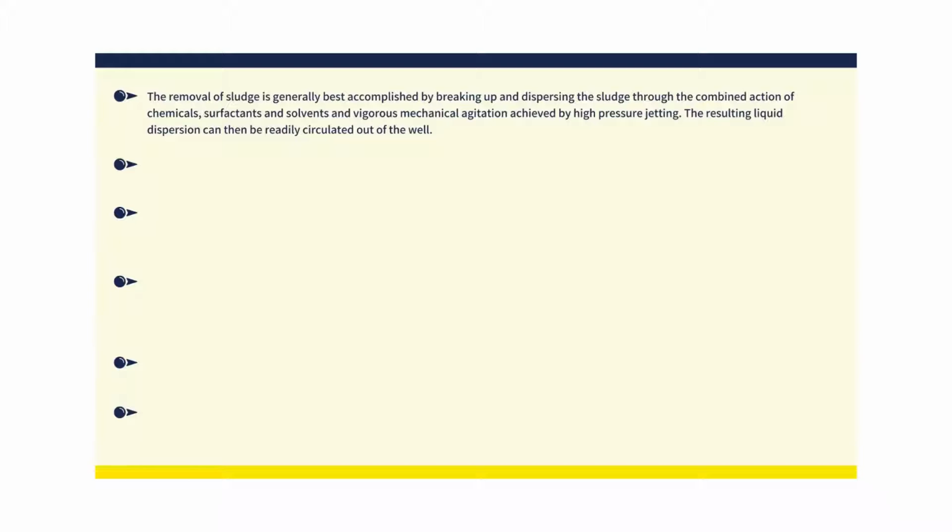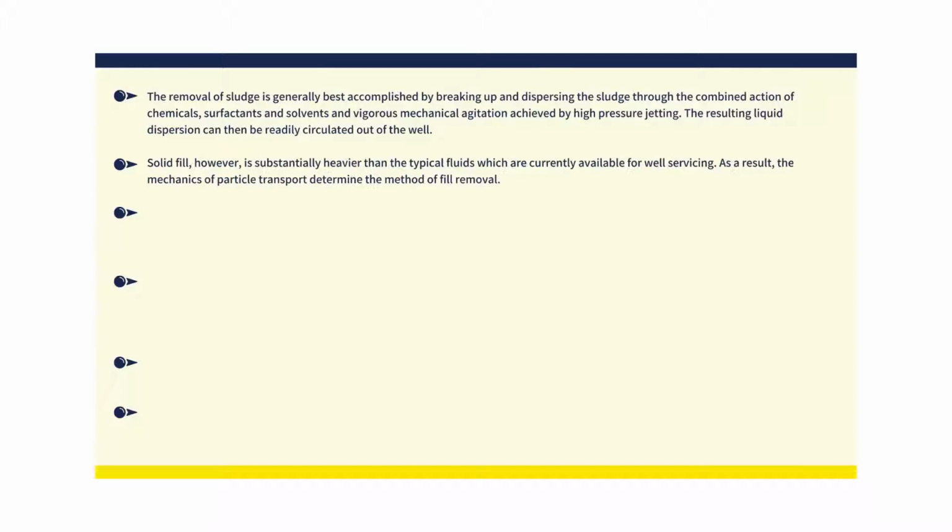The removal of sludge is generally best accomplished by breaking up and dispersing the sludge through the combined action of chemicals, surfactants and solvents, and vigorous mechanical agitation achieved by high-pressure jetting. The resulting liquid dispersion can then be readily circulated out of the well. Solid fill, however, is substantially heavier than the typical fluids which are currently available for well servicing. As a result, the mechanics of particle transport determine the method of fill removal.